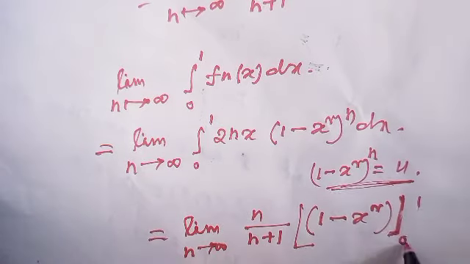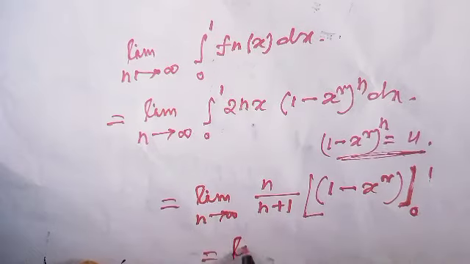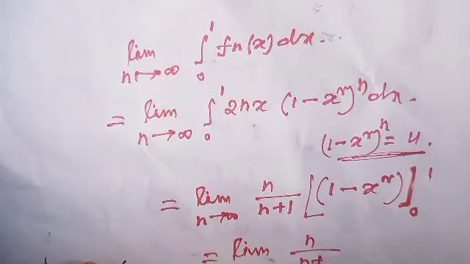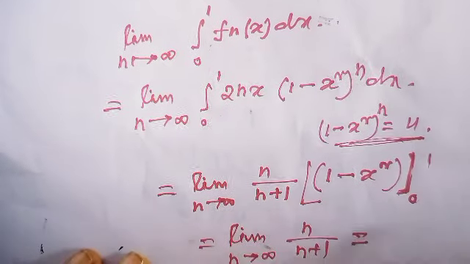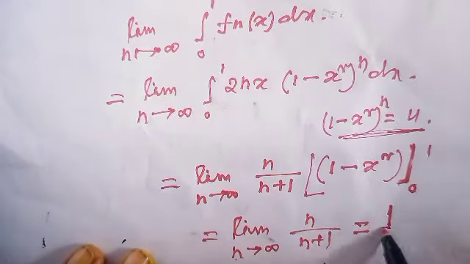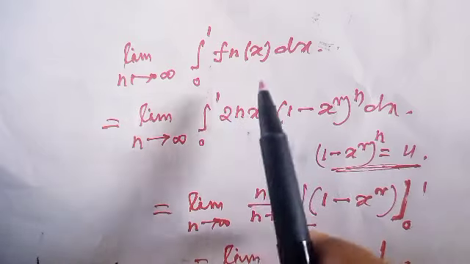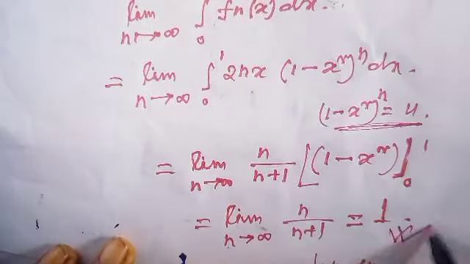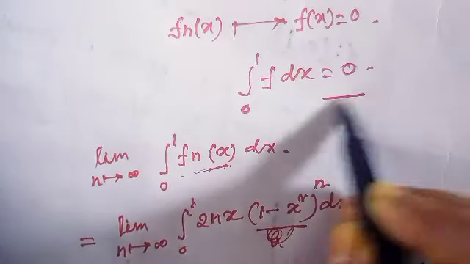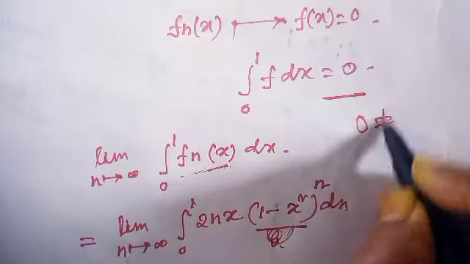Then the limit would be from 0 to 1. And if we find the value, then this would be limit n tends to infinity n over n plus 1. If we apply the limit, this value is equal to 1. Means limit n tends to infinity of integral 0 to 1 fn dx equals 1. But integral 0 to 1 f(x) dx equals 0. That means 0 is not equal to 1.